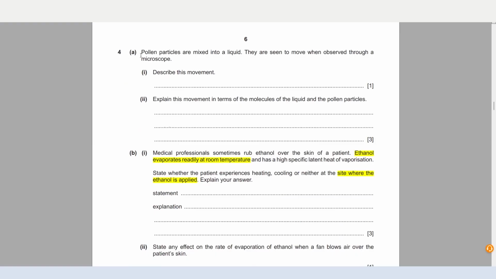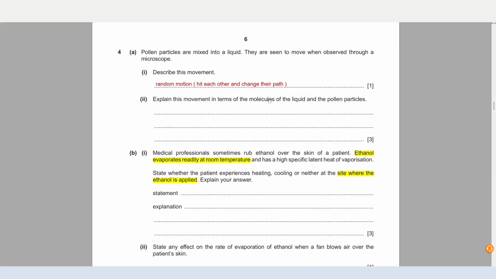Question number 4. Pollen particles are mixed into a liquid. They are seen to move when observed through a microscope. Describe this movement. As they don't have any particular path, they will have a random motion. So we can write here random motion. They hit each other and change their path.